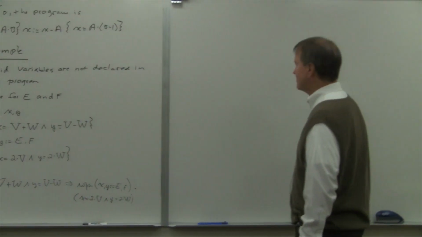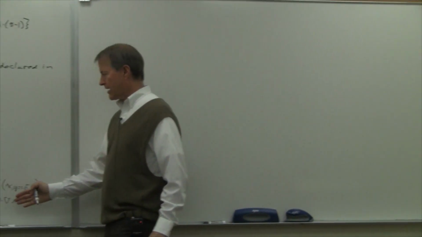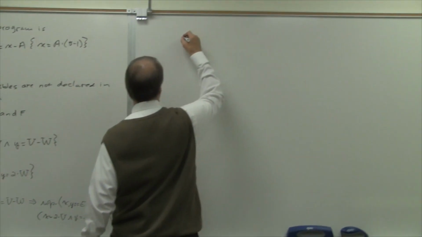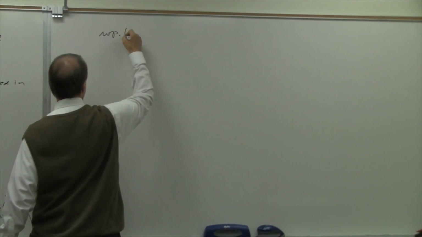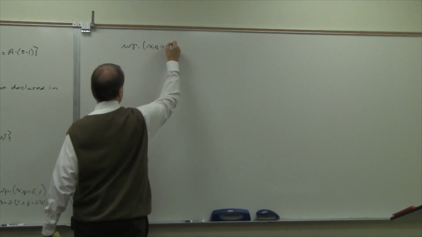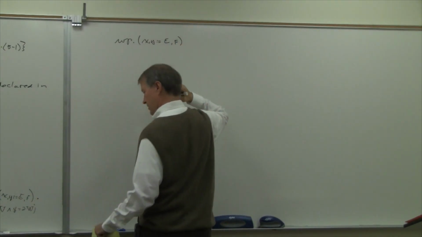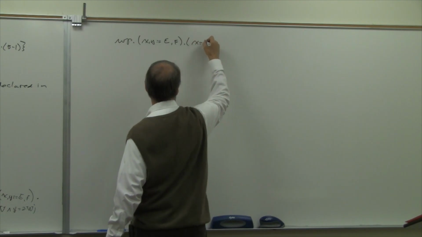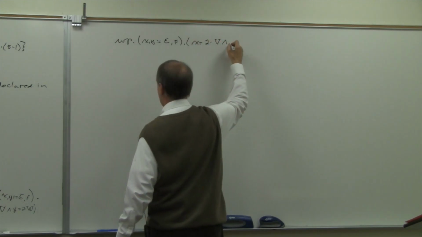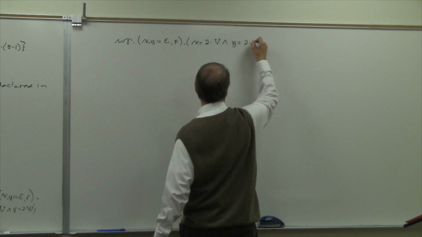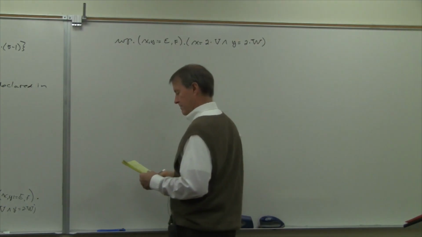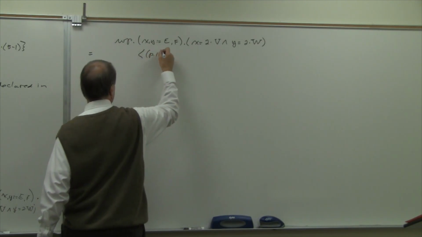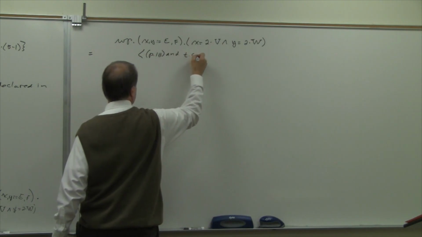All right. So, yeah, we'll start with the right-hand side and assume the conjuncts of the antecedent. So we'll do WP dot X comma Y gets E comma F, okay, dot X equals 2 times rigid V, and Y equals 2 times rigid W. Okay, and this equals by P18 and textual substitution.